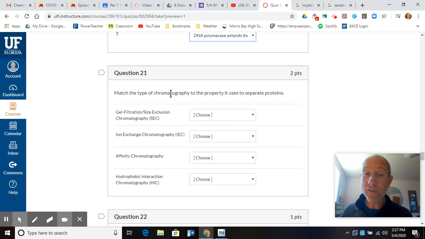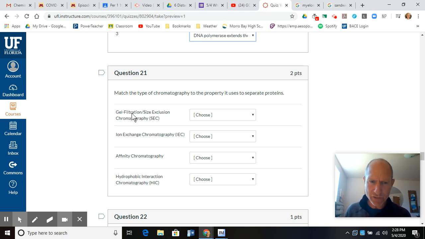Okay, match the type of chromatography to the property it uses to separate proteins. You guys don't know anything about all these different types of chromatography. Really, you don't think you do, you do. But it doesn't matter. We're talking about test-taking skills right here. We're not talking about a knowledge test. We're talking about a skills test. So anyway, chromatography means separating things out according to chemical or physical properties of the things, taking a mixture of a whole bunch of stuff and getting one thing that you want, all purified all by itself.